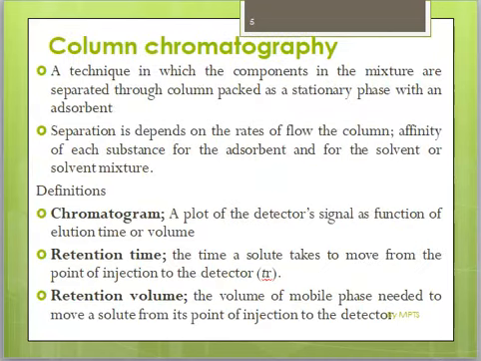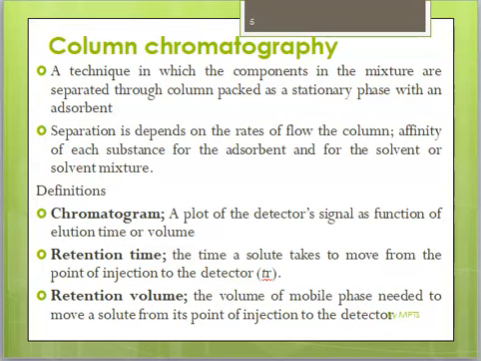Column chromatography is the technique in which components of a mixture are separated through a column. That column is usually packed with adsorbents. Separation depends on the flow rates, and this flow rate will depend on the affinity of each substance. The component in the mixture which has high affinity to the adsorbent flows slowly, and that which has high affinity to the solvent will flow with the solvent a bit quicker.